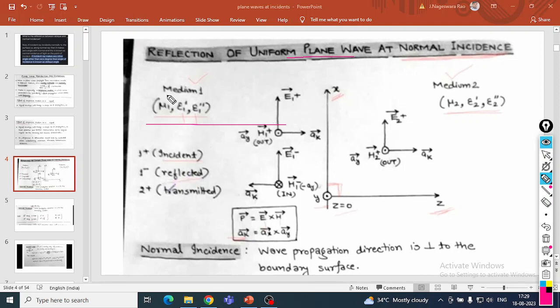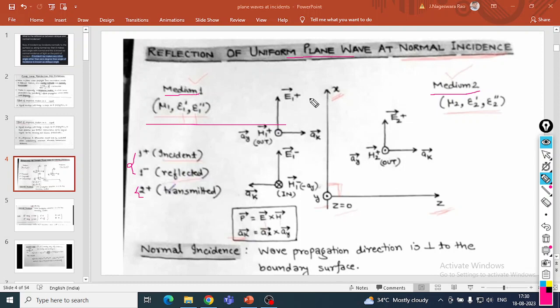If you observe here, we have two mediums, medium 1 and medium 2. Medium 1 has the characteristics mu1, epsilon1 dash, epsilon1 double dash. Medium 2 has the characteristics mu2, I mean permeability, and the permittivity epsilon2 dash, epsilon2 double dash. Here you can represent the incident wave with a plus sign, the reflected with a minus sign, and the transmitted signal with a 2 plus. This is the incident wave propagated from medium 1 to medium 2.